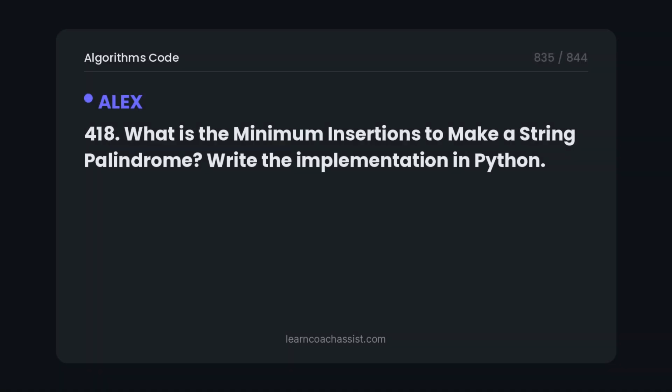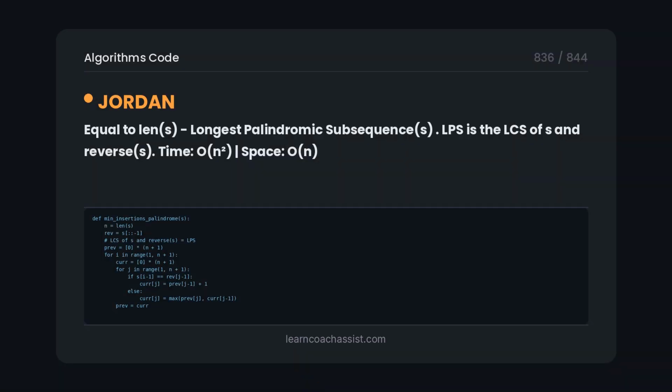For 418, what is the minimum insertions to make a string palindrome? Write the implementation in Python. Equal to len(s) minus the longest palindromic subsequence. LPS is the LCS of s and its reverse. Time O(n²), space O(n).